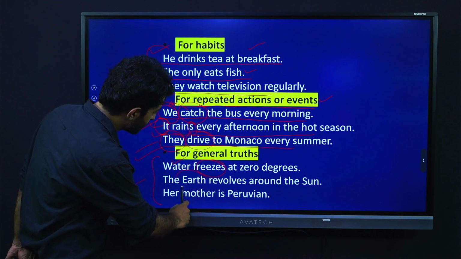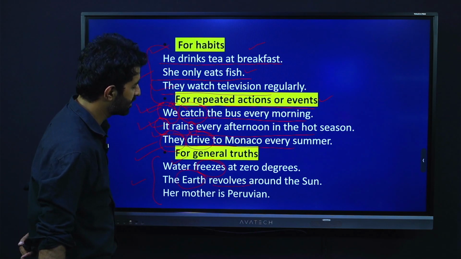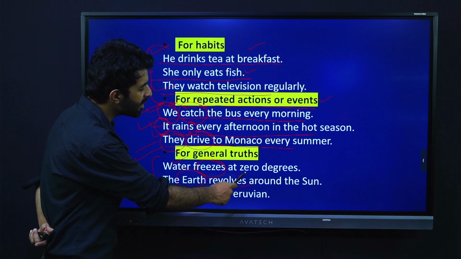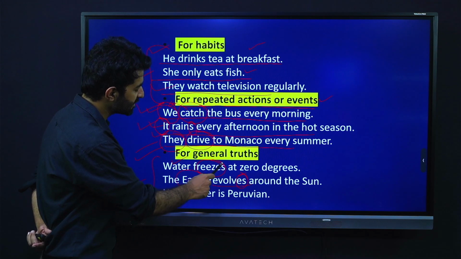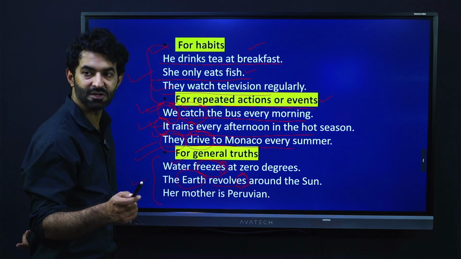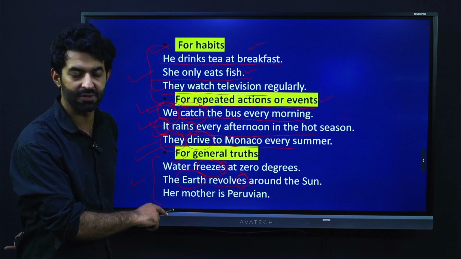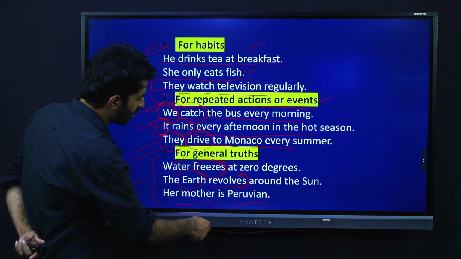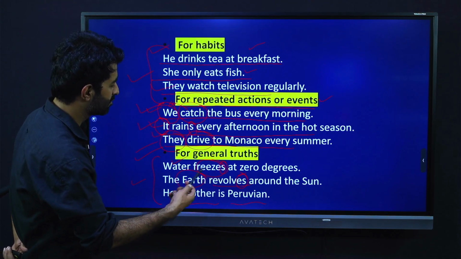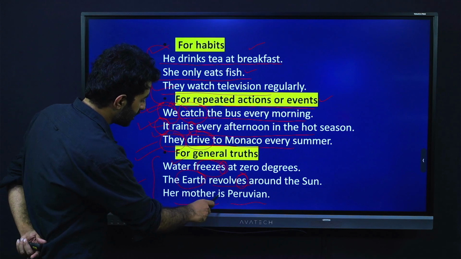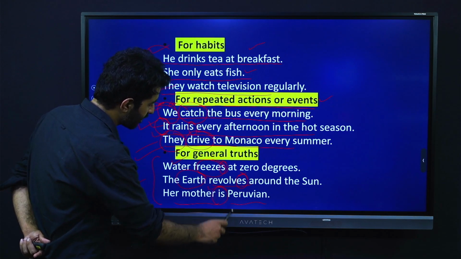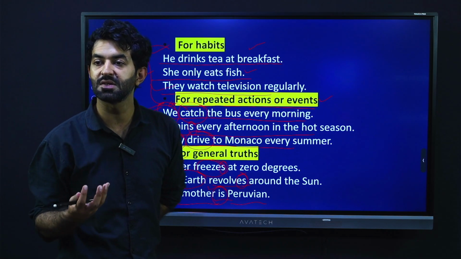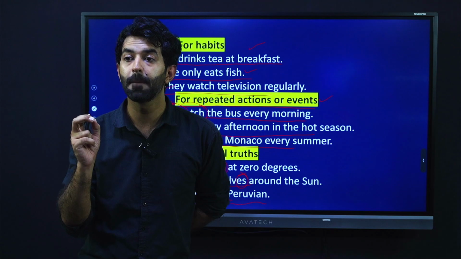The earth revolves around the sun. एक ही अर्थ की बात कर रहे हैं, तो revolve के साथ क्या आएगा? es. Freeze के साथ s. Not es because e is already present. Her mother is Peruvian or Pakistani or whatever. So is, देखें, is shows general truth, existence or state of being.